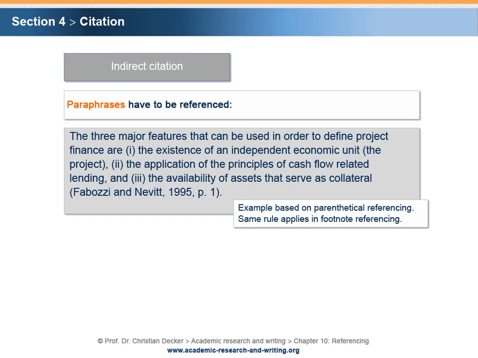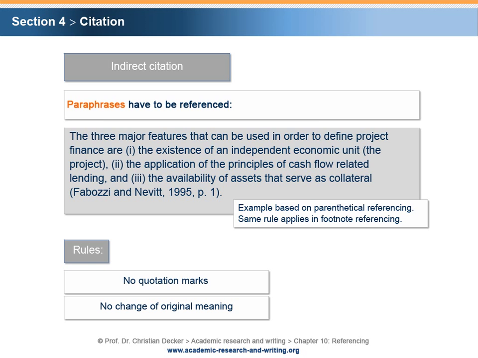There are 2 important rules for indirect citation. An indirect citation will not be denoted with quotation marks. There must be no change of the original meaning while paraphrasing an original statement.